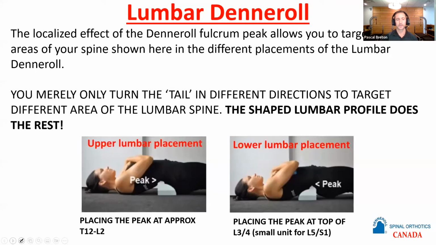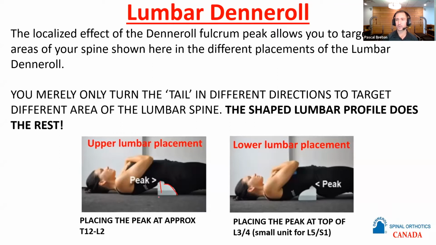So we've got our indicators. We know how to measure it on the X-rays or on the posture. Now we're going to implement it. We're going to give the patient a Denneroll to lay on at home. The lumbar Denneroll is unique in that it allows us to put the peak. So we call this the peak and we call this part the tail.